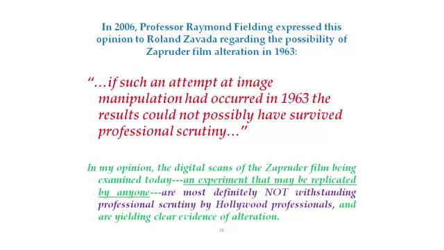Now, Professor Raymond Fielding, the author of the textbook I mentioned earlier, has been quoted by one of my adversaries in this matter as saying the following, quote, "If such an attempt at image manipulation had occurred in 1963, the results could not possibly have survived professional scrutiny," unquote. That's what's happening today in California.